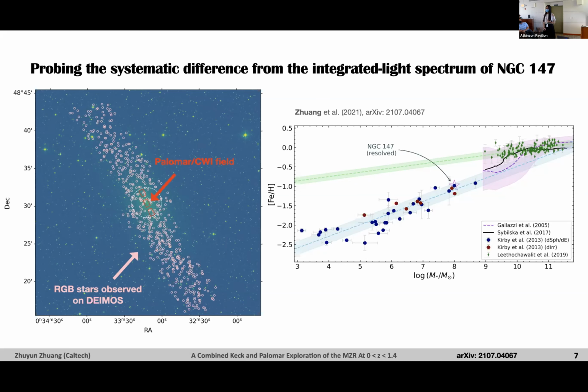We chose NGC 147 in particular because it is at a proper distance. It is close enough that we can resolve some of the brightest stars with Keck, but it is also far enough that we can obtain the integrated spectrum for the central regions with just a few pointings on sky.